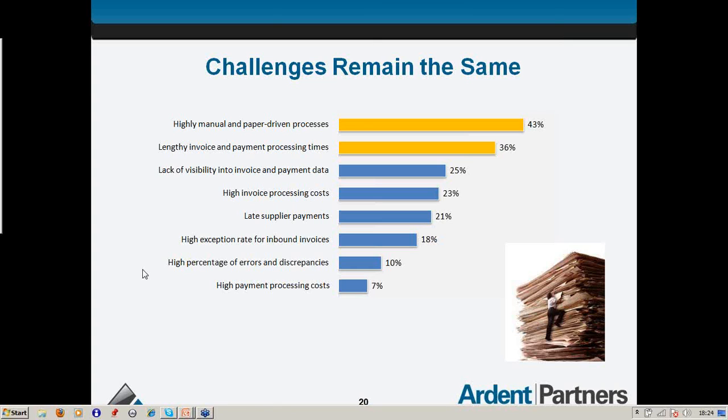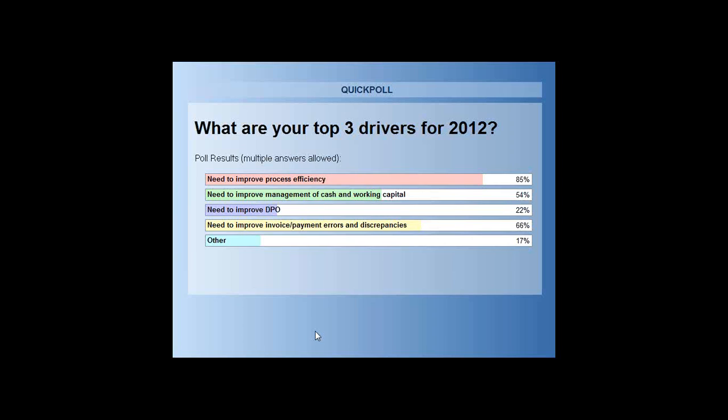We've got 68% of you responding, so thank you very much indeed for that. Coming up on your screen now, you can see the results. So 85% of responses needing to improve process efficiency. So I suppose no real surprise there. Quite interesting that only 22% of you needing to improve days paid outstanding. So obviously a lot of you are doing very well as far as your days paid outstanding is concerned. So interesting results there. Back to you, please, Vishal.